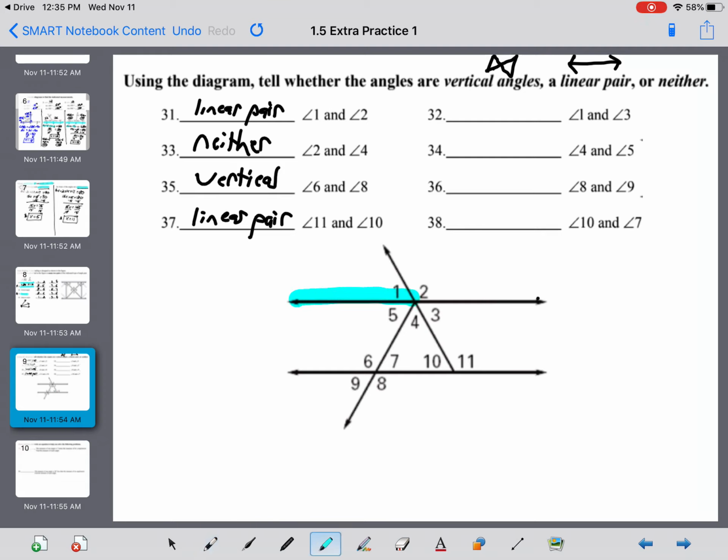Angle 1 and angle 3. Here's angle 1. Here's angle 3. There's our bow tie, vertical angles.